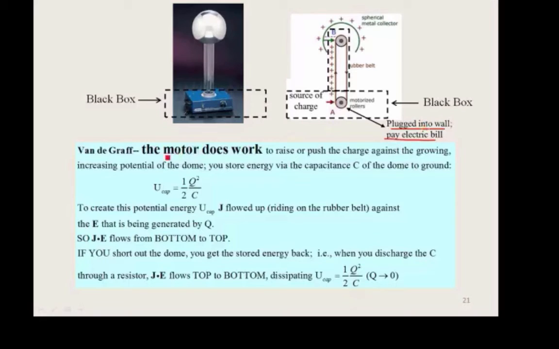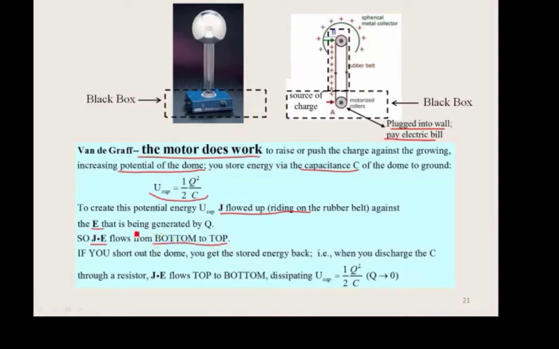So in the Van de Graaff, the motor does the work to raise or push the charge against the growing, increasing potential of the dome. You store energy via the capacitance of the dome. And so remember that's equal to Q squared over the capacitance, and of course the more charge you put on, the bigger the amount of energy. To create this potential energy, current, or J, had to flow up riding on the rubber belt against the E that is being generated by the Q. J dot E in this case is flowing from the bottom to the top.